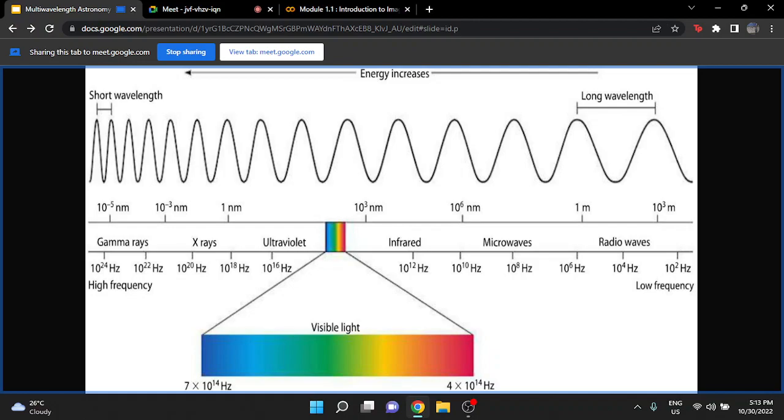So we must have heard about gamma rays, X-rays, ultraviolet, infrared, microwave. All of this is part of the electromagnetic spectrum. But we humans are limited to the visible band. So it's not special. Why visible? It's only that we are able to see this portion of the electromagnetic spectrum. And there's actually a very interesting reason why that is.